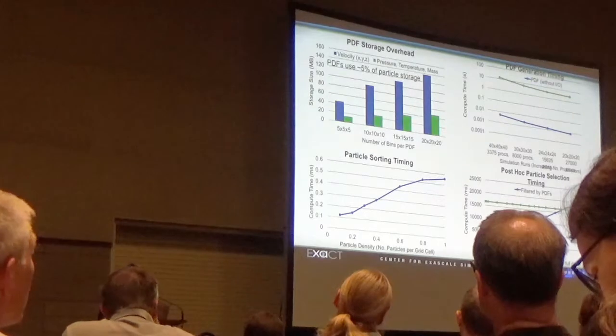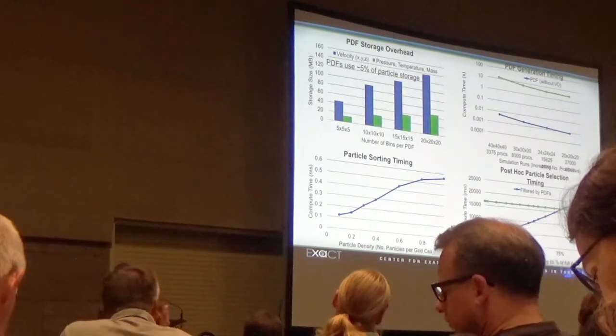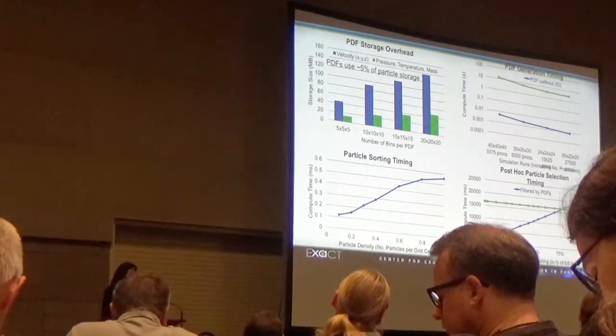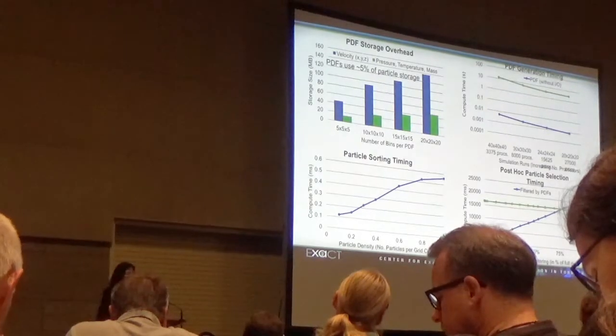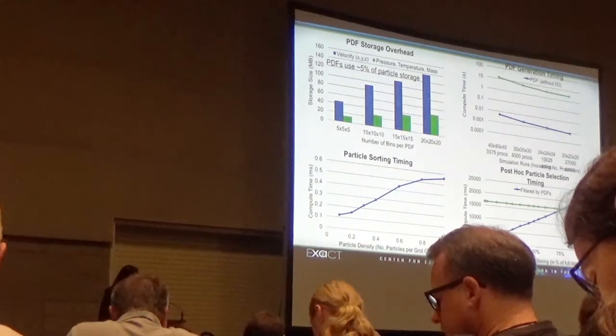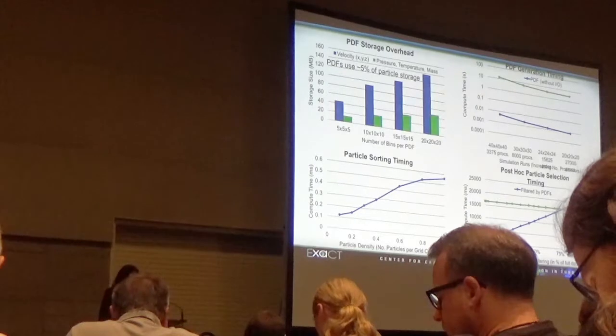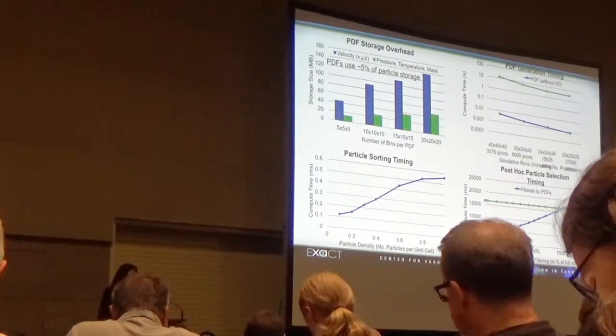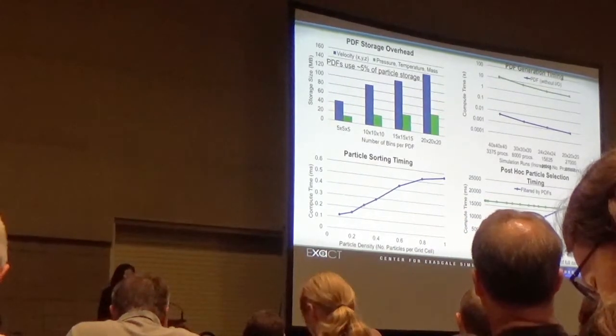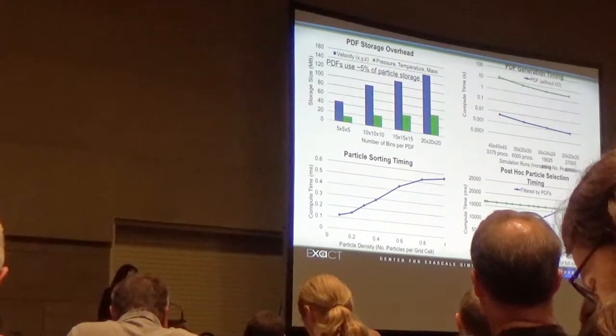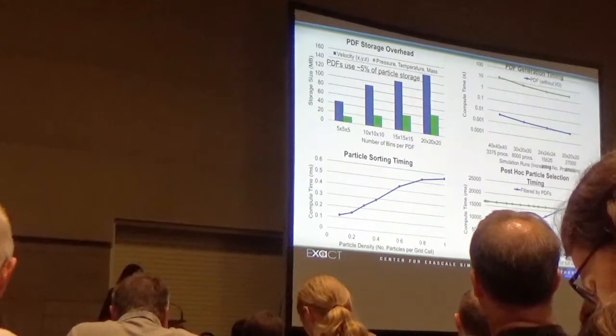There's very little overhead in terms of generating the PDFs and storing them. I think the PDF uses only 5% of the particle storage. The PDF generation timing itself is small. It's only a fraction of the time that it costs to advance the simulation step. Also, the particle sorting time using an indexing method is also quite small.